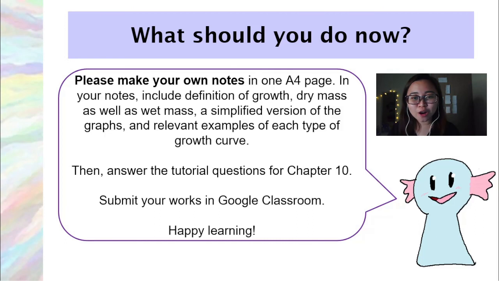So what should you do now? Well, we're not completely done with chapter 10 yet, so please make your own notes on 1 A4 page. In your notes, please include the definition of growth, what is dry mass and wet mass, and also include simplified versions of the graphs and relevant examples of each type of growth pattern. And then you can try to answer the tutorial questions for chapter 10 and submit your work in the Google Classroom. We'll discuss this in the next tutorial class that we have.